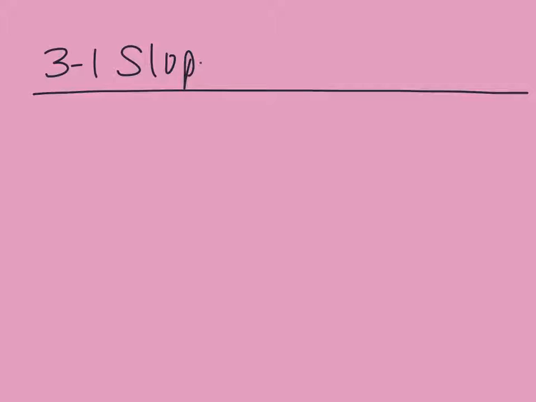These are the notes that I took that I would have given in class for slope and rate of change. So the first thing you're going to do is Cornell your notes. And let's see, this is 3-1, slope and rate of change.